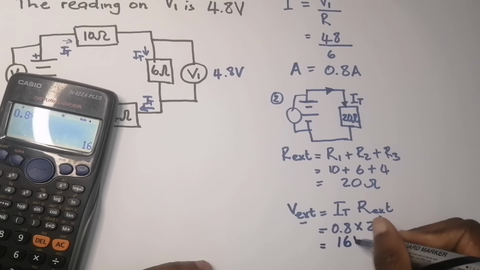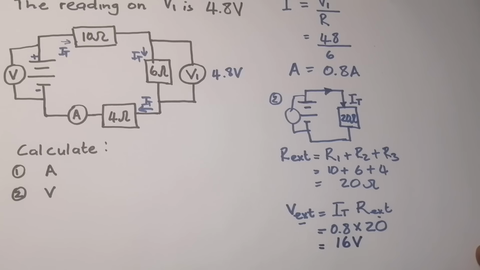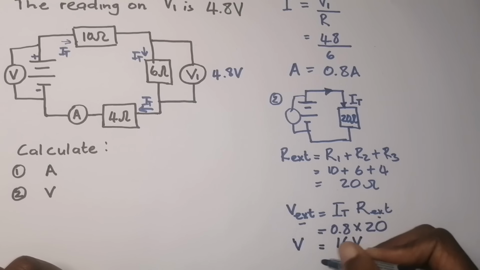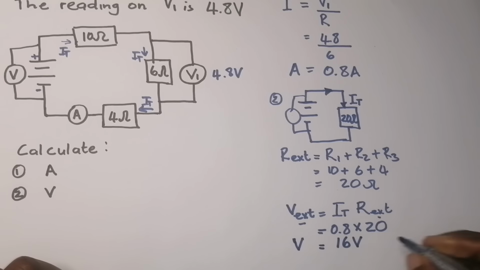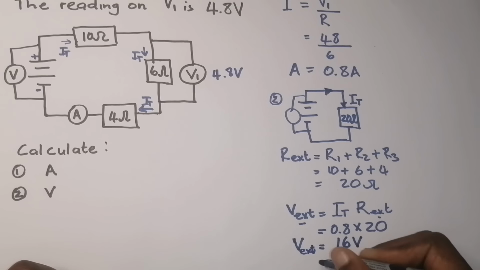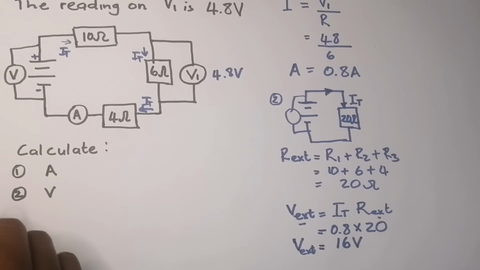So it means that in total, our battery is supplying 16 volts of energy per unit charge. So that's V external, that's V, our value of V is 16 volts. All right. Now, once again, I want us to check. We are done answering the question, but is that what we will get?